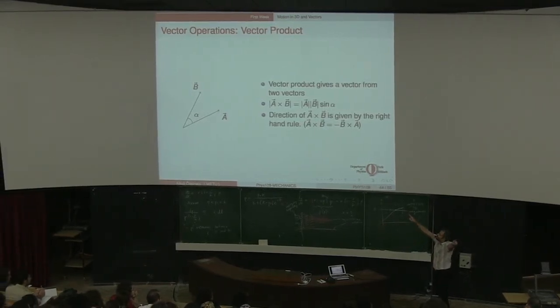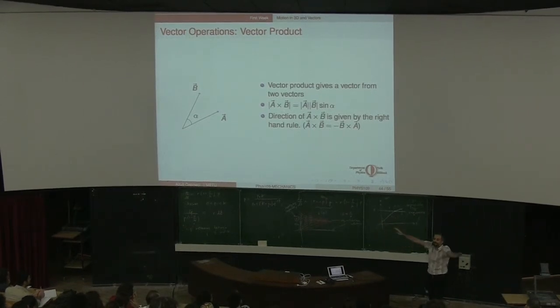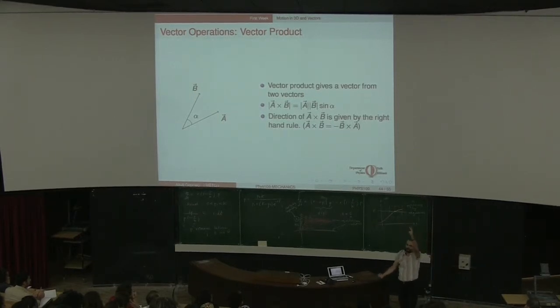So we define these two vectors, A and B, and they give me this plane. They define this plane in a sense. If you have a plane, there is a single vector perpendicular to it. Well, there are two unit vectors perpendicular to it. So let's say this is my plane, this is my A vector, this is my B vector. The unit vector I can choose to point in this direction or in the other direction. There are only two choices.